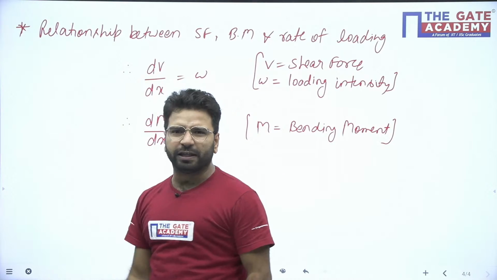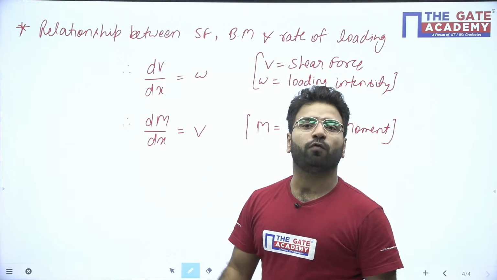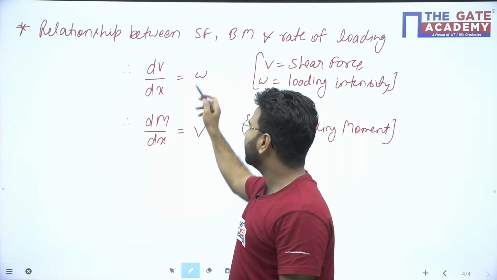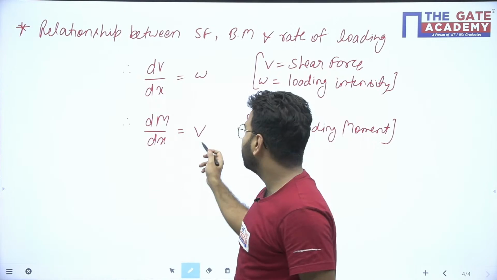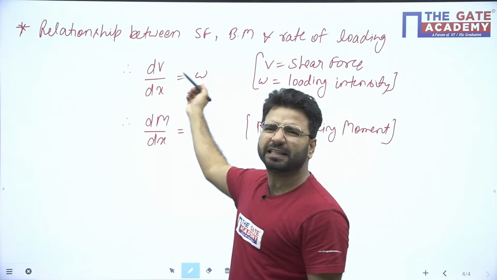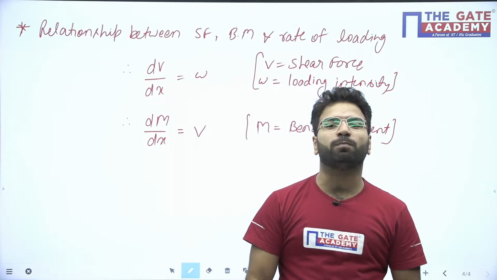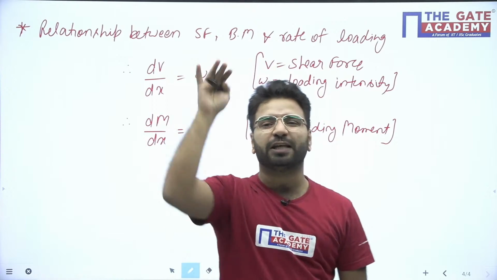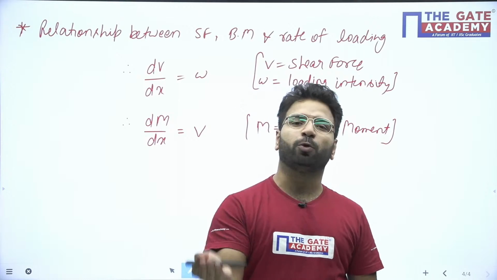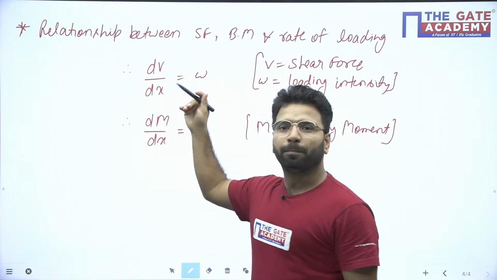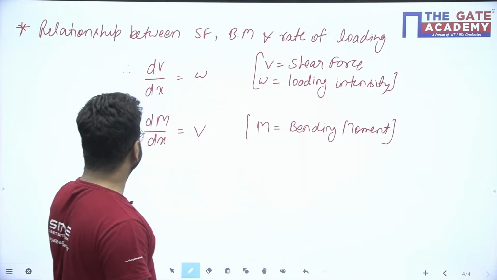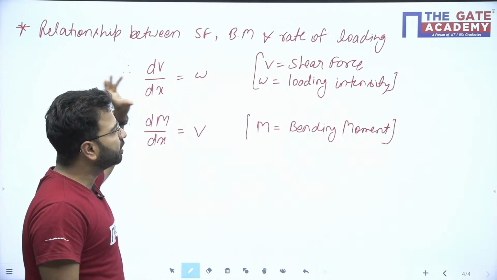If you see this relationship very carefully, dV by dx, you are taking the first derivative of shear force. So the first derivative of shear force represents the rate of loading. The first derivative of bending moment represents the shear force. Questions have come many times using this relationship only. In the books, maybe sometimes you will find they have written dV by dx is minus W. The minus only represents that the loading is downward. Here if W is negative, then definitely loading is downward. If W is positive, loading is upward. So no need to confuse why I have not written the minus here. So dV by dx is equal to W and dM by dx is equal to V. This is the relationship between shear force, bending moment and rate of loading.